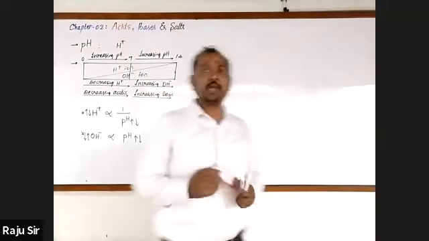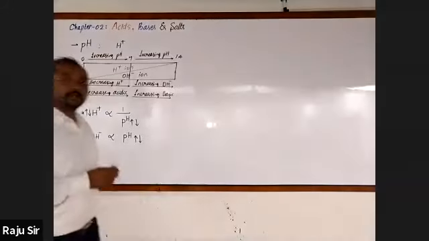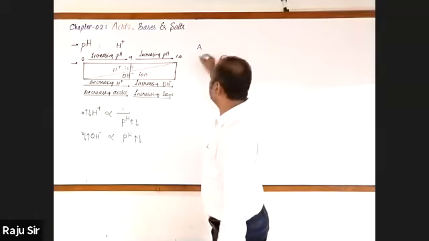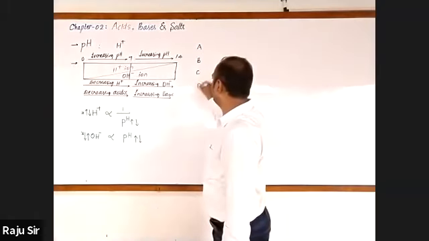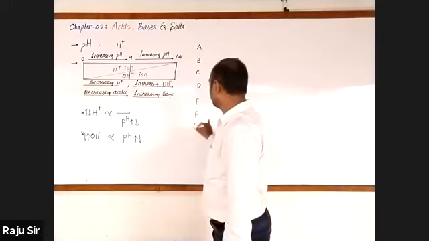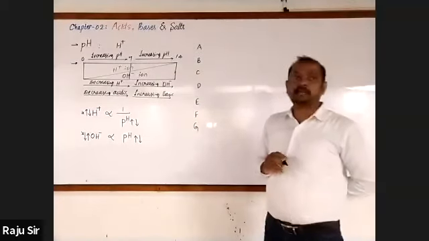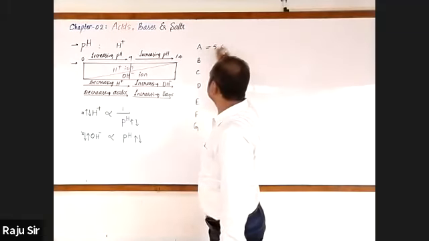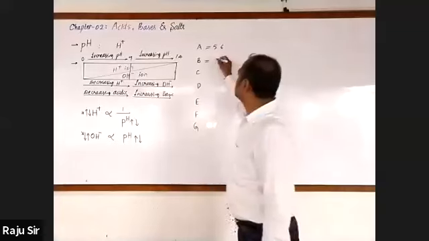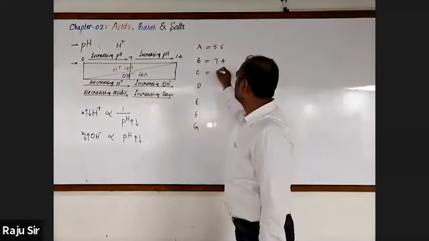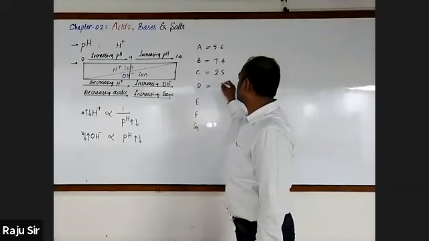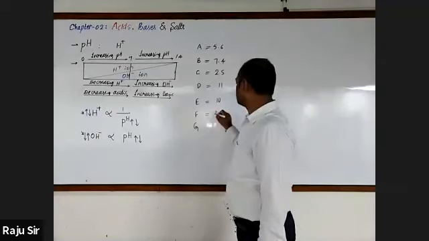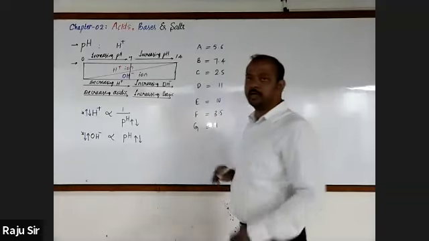Got it? Now let me take some compounds having pH values and name them A, B, C, D, E, F, G. Let me write the pH values: 5.6, then 7.4, 2.5, 11, 10, 3.5, and 1.